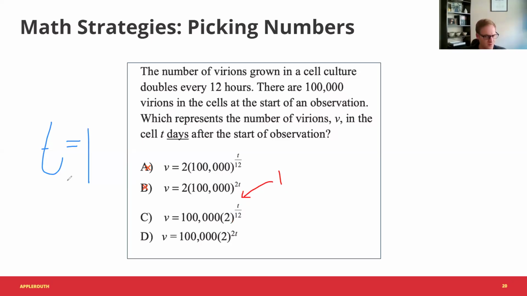C is not our correct answer because we're looking at days, not hours. If you were to plug in 1 for t right here, what you would see happening is, oh, this becomes 2. And so in 1 day, it'll double twice. Well, hey, that checks out. Every 12 hours, we double. So our answer is D.